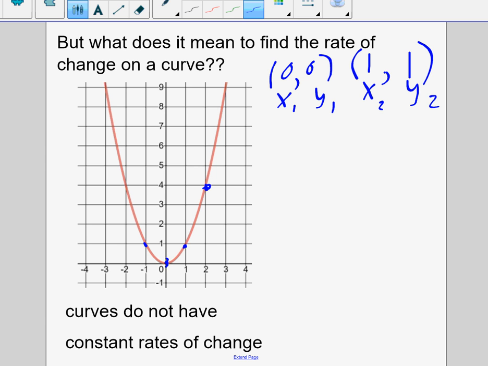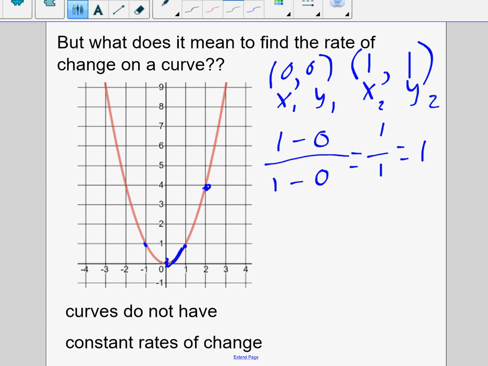And let's just plug that in. y2 is 1 minus y1 is 0, over x2, which is 1, minus x1, which is 0. And then that equals 1 over 1, which is just equal to 1. So for this portion of the graph from 0 to 1, we've got a rate of change of 1.